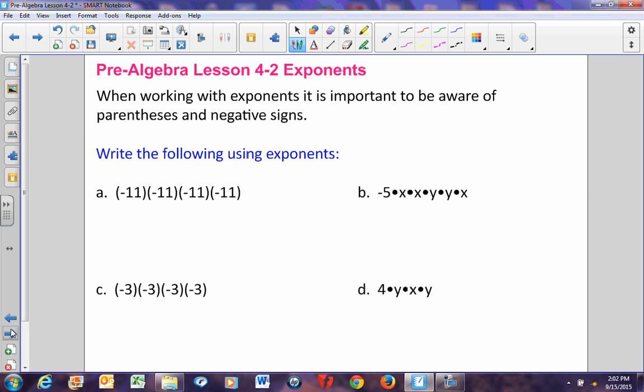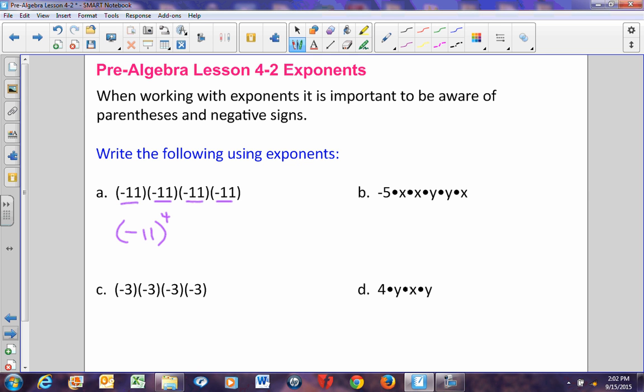I have a negative 11 times a negative 11 times a negative 11 times a negative 11. The base is negative 11. It's the same thing over and over and over again, and it's used 4 times. So it needs to be written negative 11 to the 4th power. The negative sign needs to be inside the parentheses, and the exponent needs to be outside of the parentheses. Otherwise, you're saying the opposite of 11 to the 4th power. This is saying take negative 11 and take it to the 4th power.